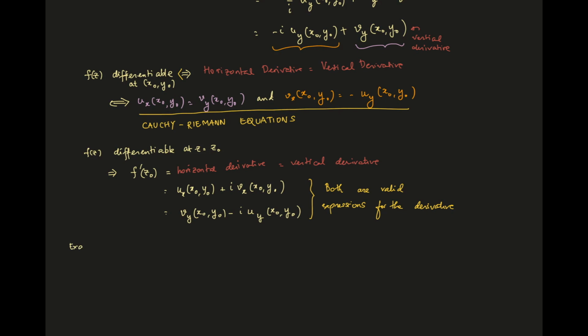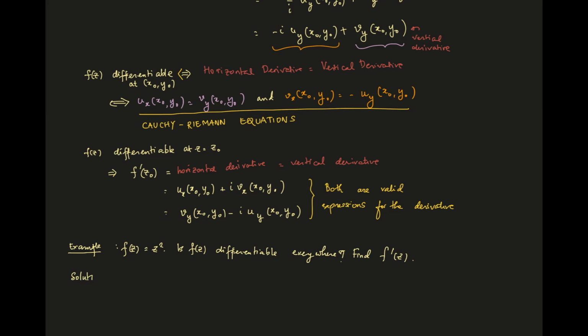and both are equivalent ways of calculating the expression for the derivative. Let's look at an example to see how to use this. So let's say f(z) equals z squared. First we want to answer: is f(z) differentiable everywhere? If so, we want to find what the derivative is.